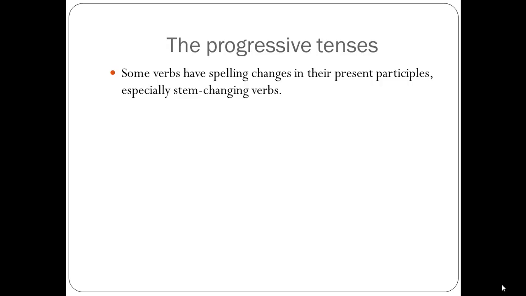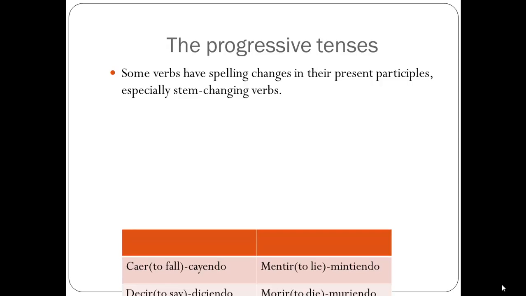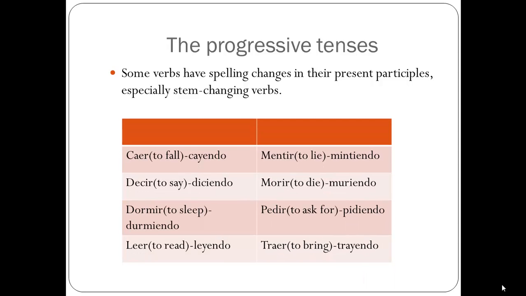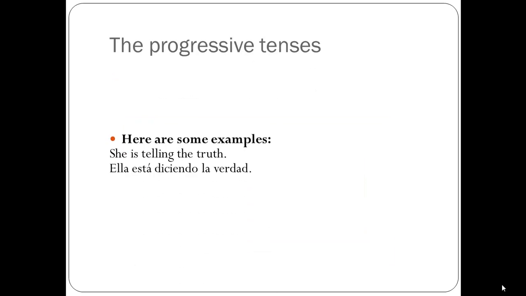Some verbs have spelling changes in their participles. When I'm saying present participles, I'm referring to the verb that ends with ando or yendo. So here are some of the most common irregular participles that we use in the present progressive tense. Caer, cayendo, decir, diciendo, dormir, durmiendo, leer, leyendo, mentir, mintiendo, morir, muriendo, pedir, pidiendo, and traer, trayendo.